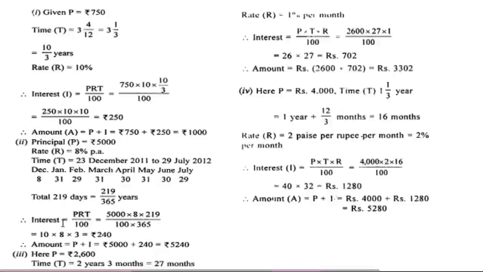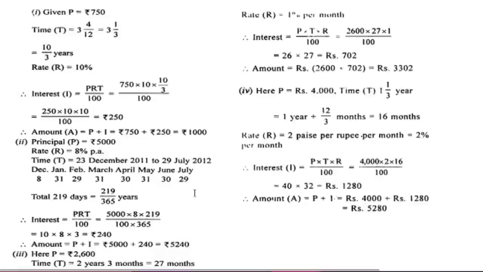Now we calculate the interest. Interest equals P into R into T by 100. P is 5000, R is 8, T is 219 by 365, divided by 100. Multiply it, you will get 240. So the simple interest is 240. And the amount you will get after the given time period, that is P plus I, equals 5000 plus 240, that is 5240.